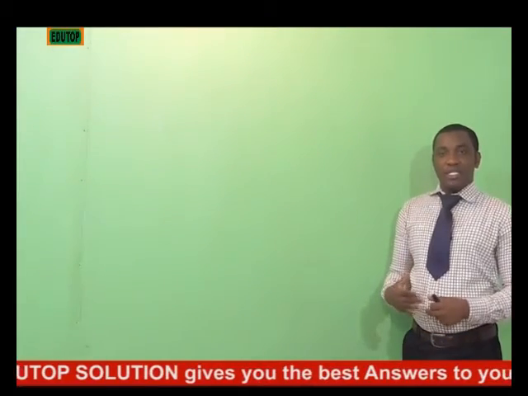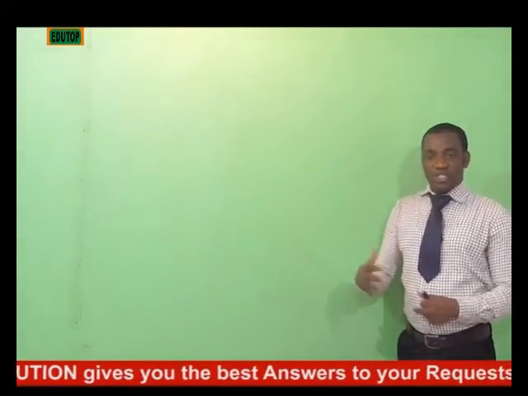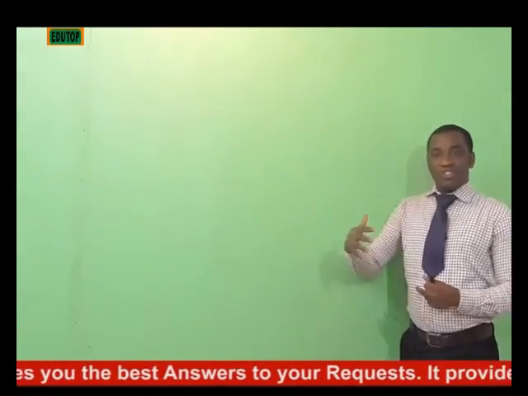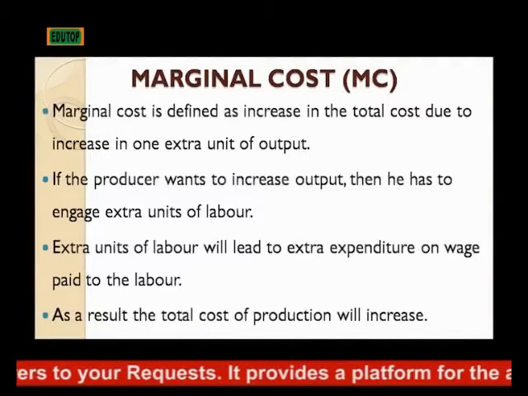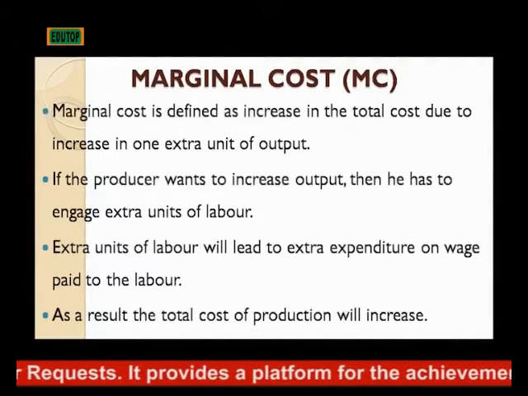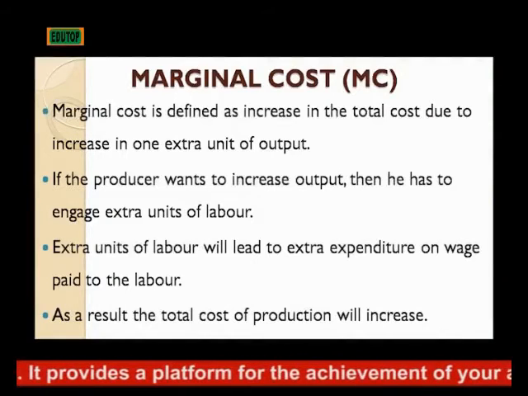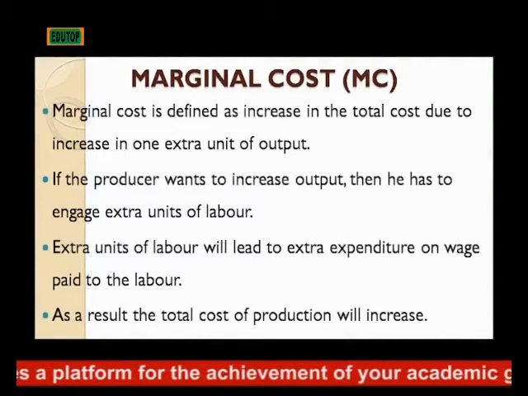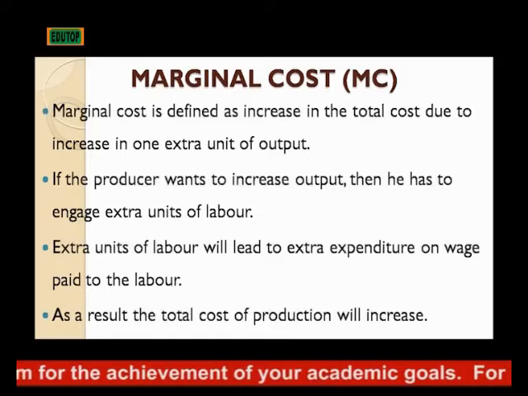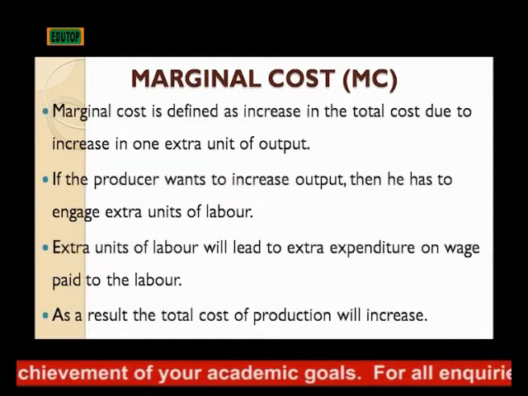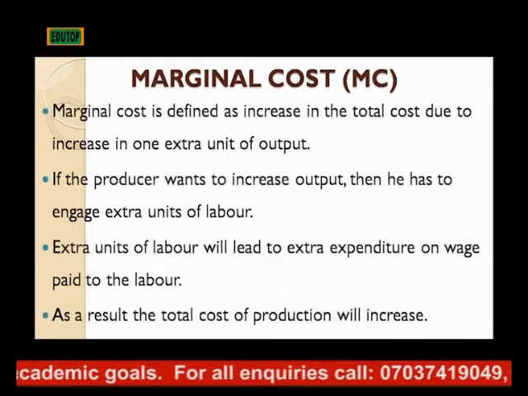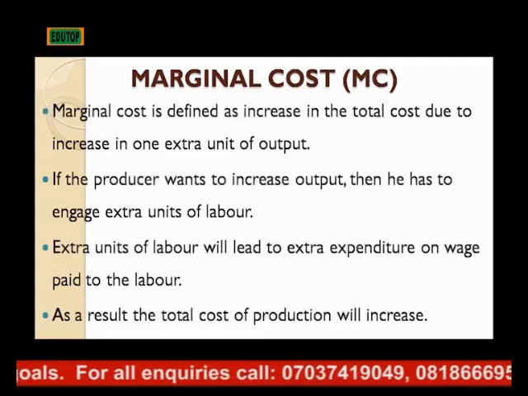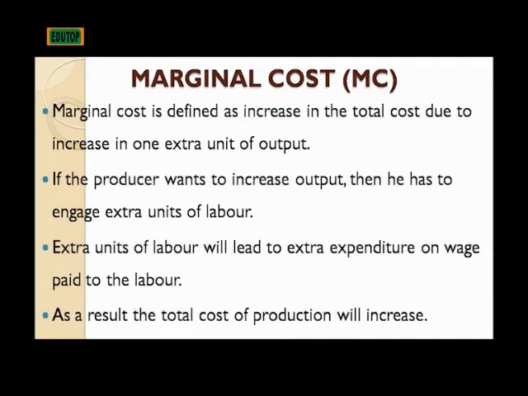Marginal cost is simply the additional expenditure, the additional cost over an additional unit of output produced. Therefore, marginal cost can be defined as the increase in the total cost due to an increase of one extra unit of output. If the producer wants to increase output, then he has to engage an extra unit of labor or an extra unit of capital. The extra unit of labor will lead to extra expenditure on wages paid to such a labor that's just being employed.